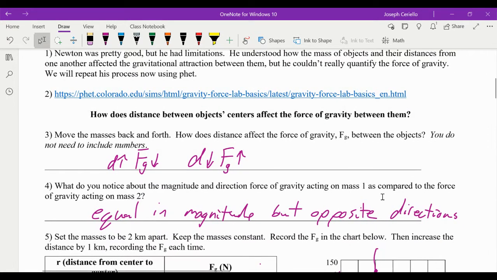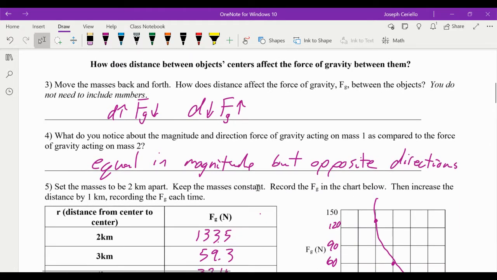Basically, what we found using this simulation was that as the distance between objects gets bigger, the force of gravity between them gets smaller. As the distance gets smaller, the force of gravity gets bigger. This should make sense to you because you feel the Earth's gravity every day because it's really close to you. You don't feel the force of gravity from Jupiter because it's really far.